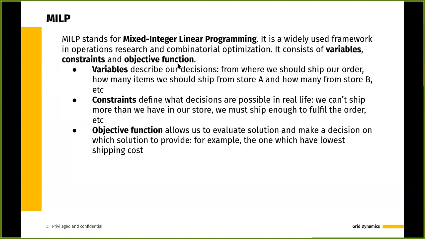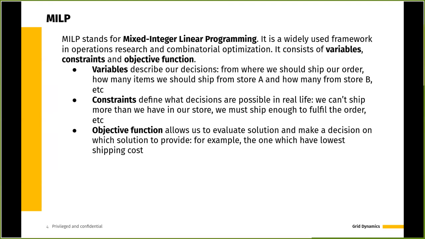Most of the problems inside operations research are combinatorial optimization problems. So that means that you have some quantities that are integer in their nature. For example, an item. You can't ship half of the item from one store and another half from another store. You have to ship the item as a whole. And this poses a lot of computational difficulties for optimization.